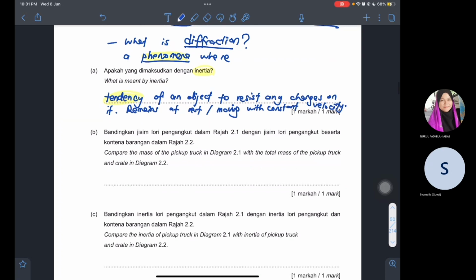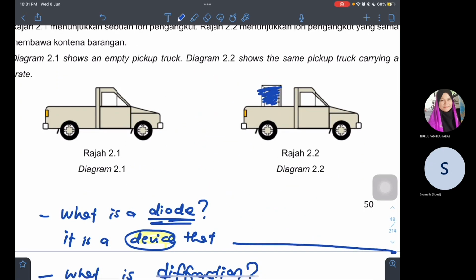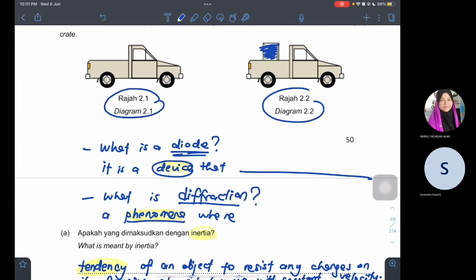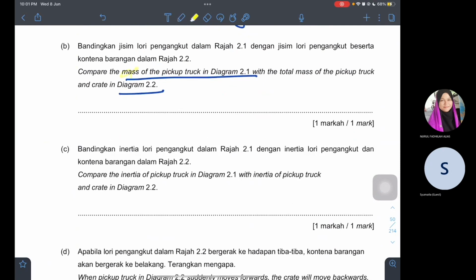Now compare the mass of the pickup truck 2.1 and 2.2. Jadi kita tengoklah dia sama tapi sini ada extra. Jadi jawapan kita apa? Macam mana nak jawab soalan comparison? So kita katalah diagram 2.2 has higher mass. Jadi how do you answer? So soalan nak mass. Jadi cakap lah, mass of diagram 2.2 higher than diagram 2.1. Okay, boleh tak guna simbol ni? Boleh.